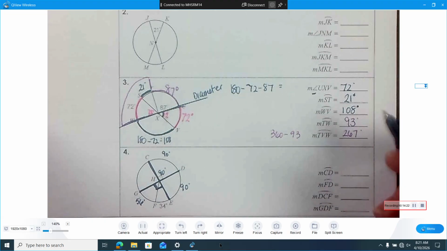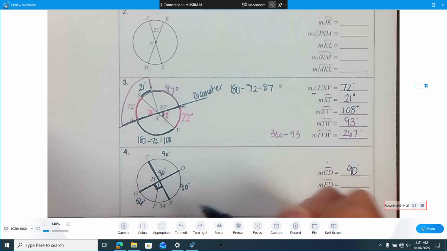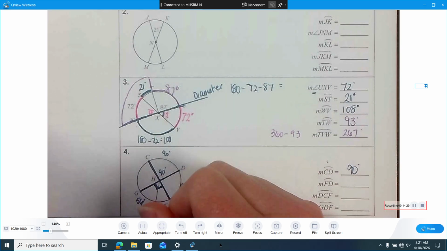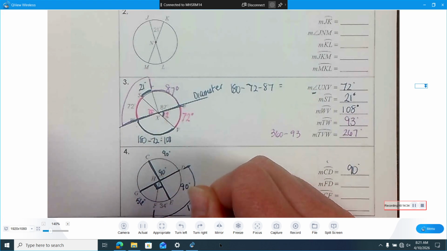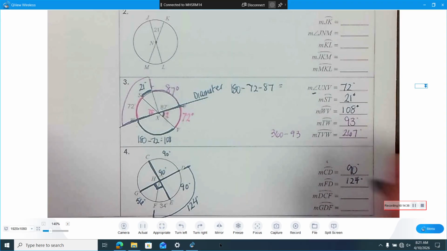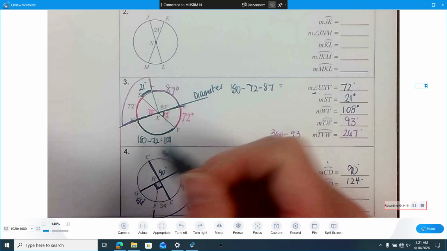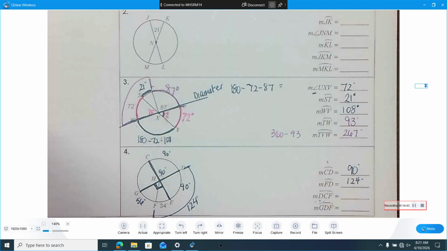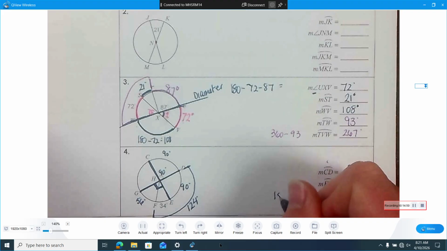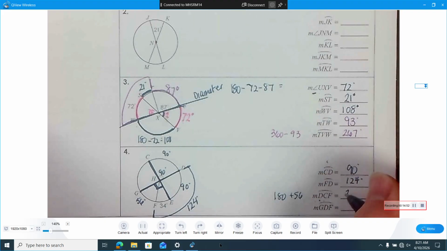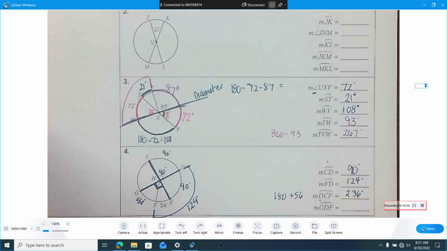So the measure of arc CD we knew was 90 already. The measure of arc FD, how'd you get 124? 90 plus 34, 124. All right, awesome. The measure of arc DCF, big one, DCF, all the way on the other side. You could do that, yeah. 180 plus 56 would work. 236. You're on fire today.